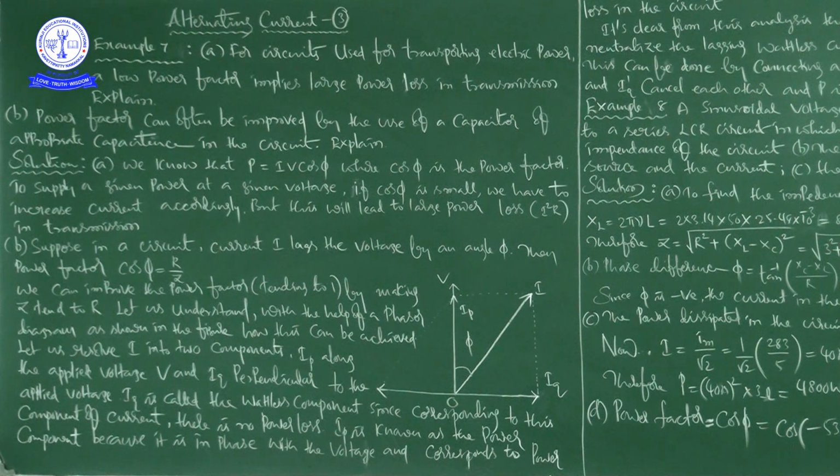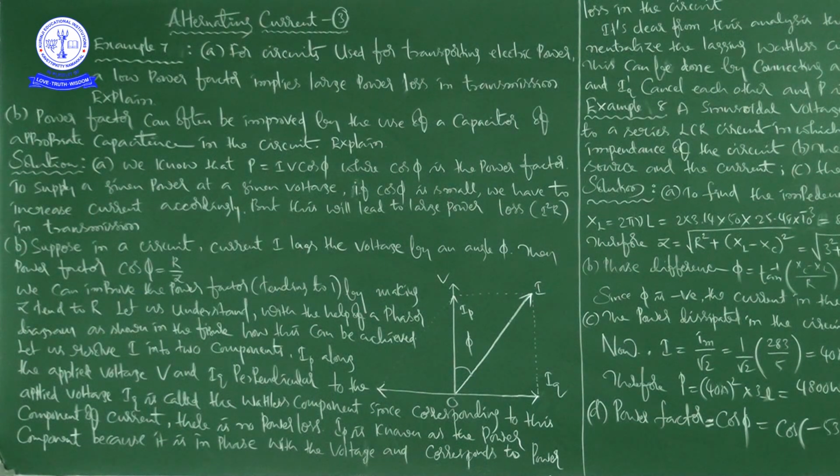In continuation to the last class, in this class we start with example 7. In our previous class we completed up to example 6. Now we start with example 7 and we will continue to discuss example 8 also in the same class. Right. First see example 7.